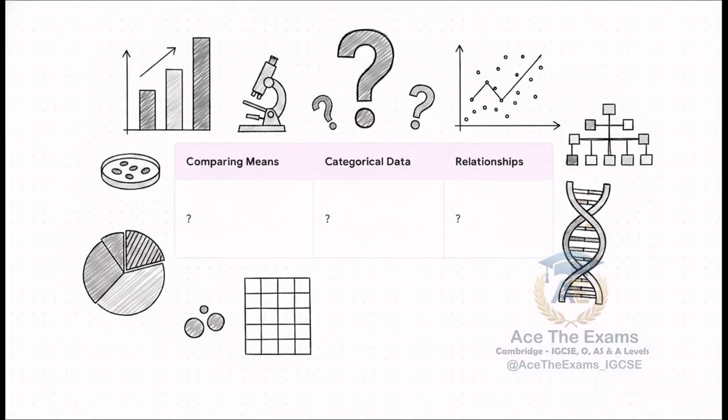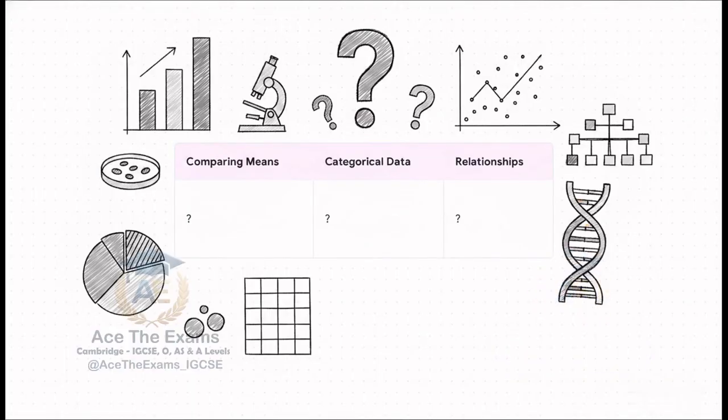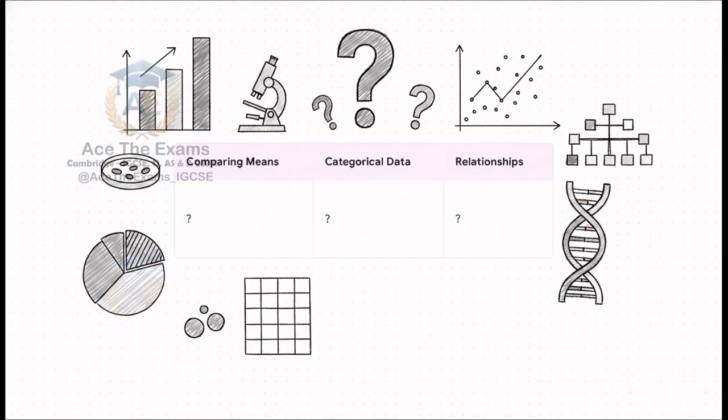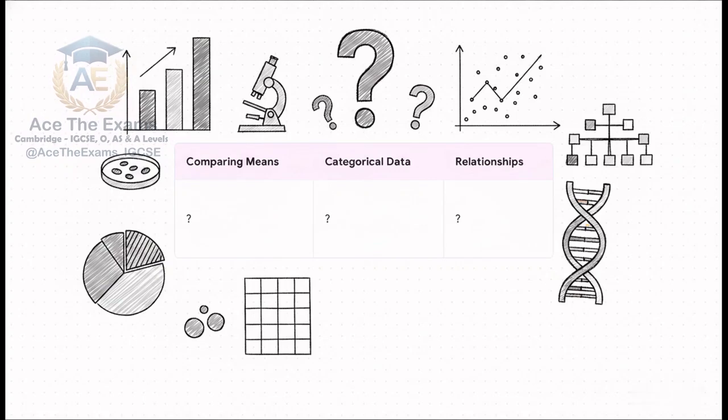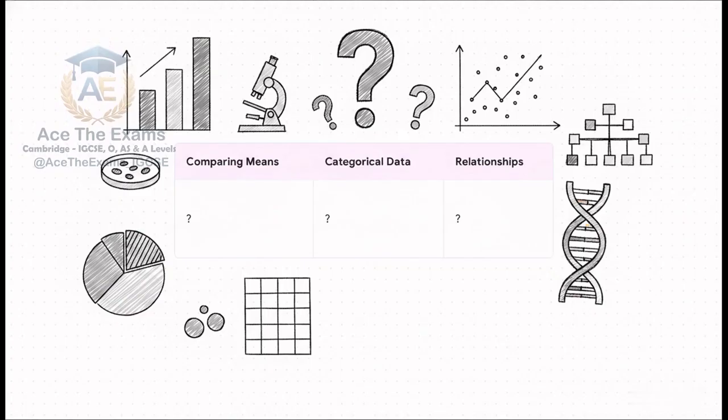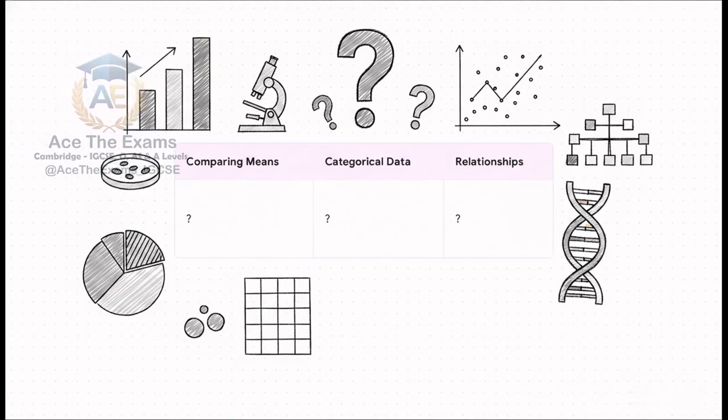Imagine 3 columns representing different types of experimental data you might extract from a biological investigation. Column 1 is comparing means, column 2 is categorical data, and column 3 is relationships between variables. Mentally lock in which statistical test belongs in each column. Would you use a t-test, a chi-squared, or a correlation test? Take a second, actually think about it, and lock in your answers.